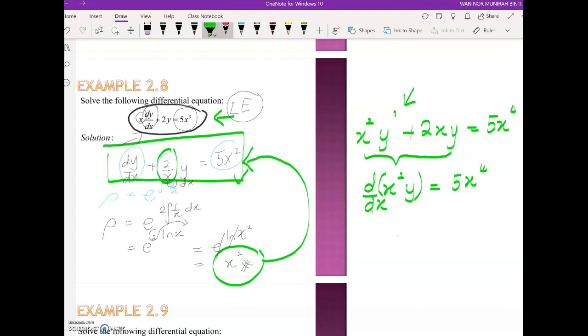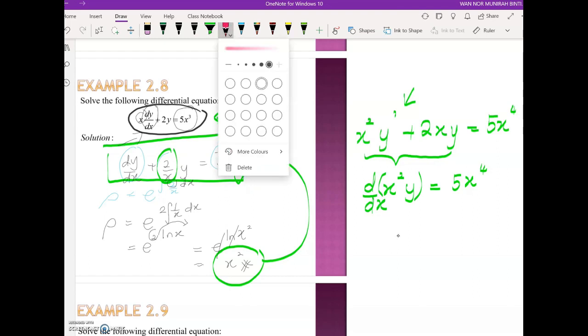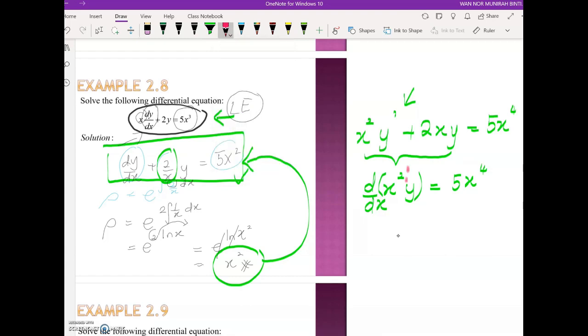And rho y needs to be differentiated, so I put it like this. The rationale is when you try to differentiate this expression, apply the product rule here. Remain your x squared, differentiate your y, you will have x squared dy/dx, and then remain your y, differentiate x squared, then you have 2xy. So actually this is the simplification of this one.